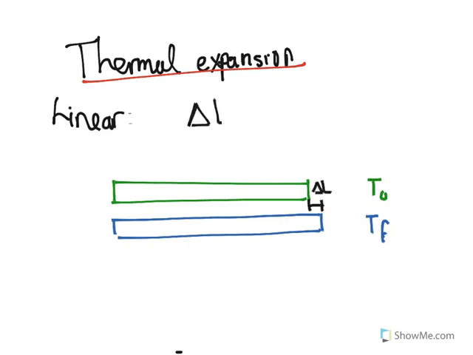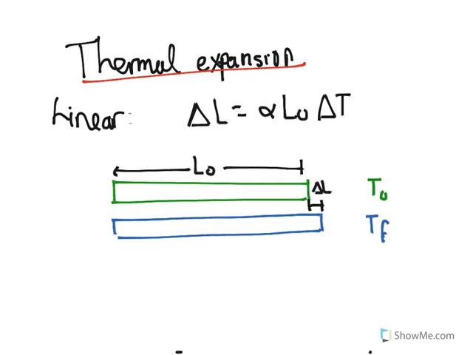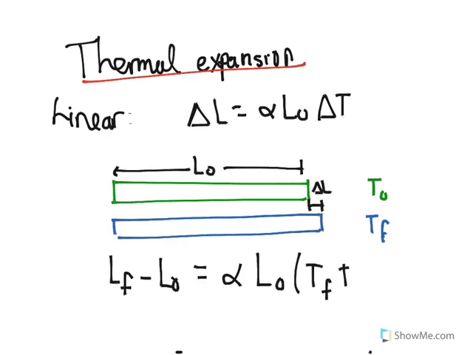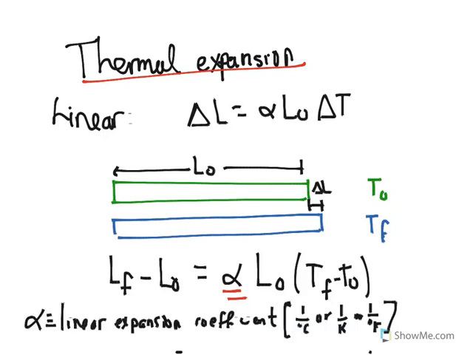This difference in length is going to be equal to alpha times the initial length of this rod times the change in temperature. Or, final minus initial length is equal to alpha times initial length times the difference in temperatures. This alpha is called the linear expansion coefficient, and it depends on the material.